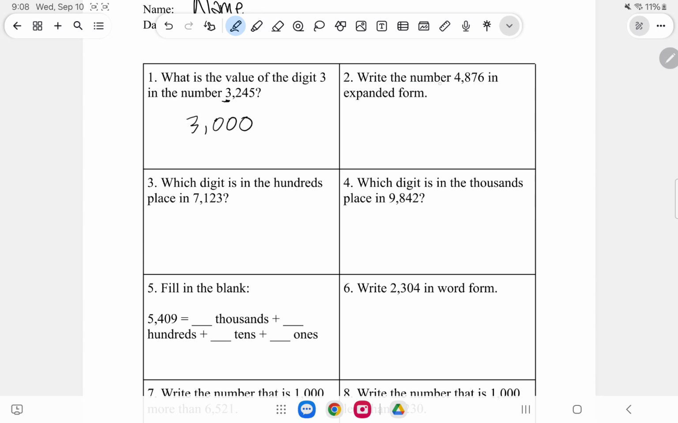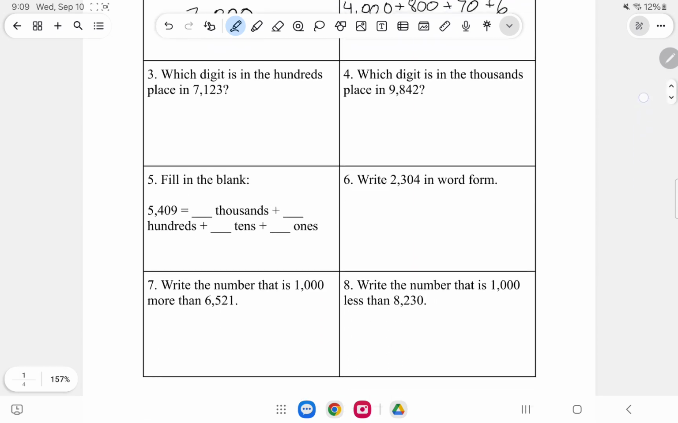Number 2, write the number 4876 in expanded form. So expanded means to write it with plus signs. So we'll start with 4000 plus 800 plus 70 and then plus 6.